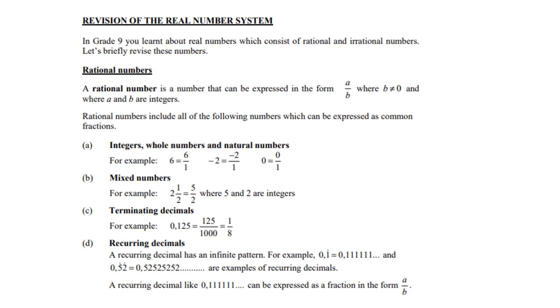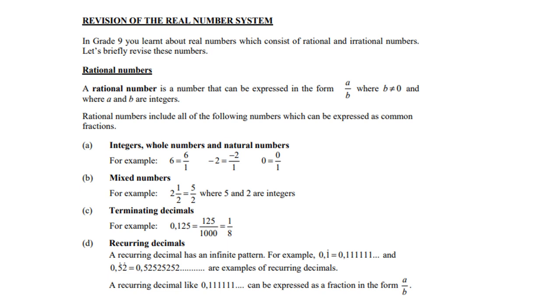Let's start off with a revision of the real number system, revision of basically grade 8 and 9 mathematics. Now, in grade 9, you've learned about real numbers, which consists of rational and irrational numbers. So let's briefly revise these numbers. Let's first look at rational numbers.